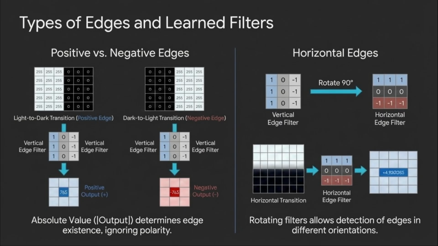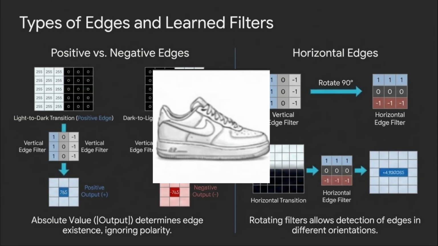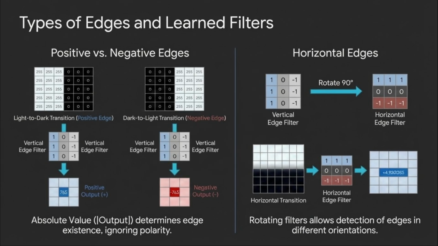One of the most important visual features in images is edges. Edges occur when there is a sudden change in brightness between neighboring pixels. For example, the boundary between a shoe and the background creates an edge. CNN filters can detect these edges automatically. Here we see two types of edges. A positive edge, when brightness changes from dark to light. A negative edge, when brightness changes from light to dark. When a filter detects an edge, it produces a large value. The sign simply tells us the direction of the change.